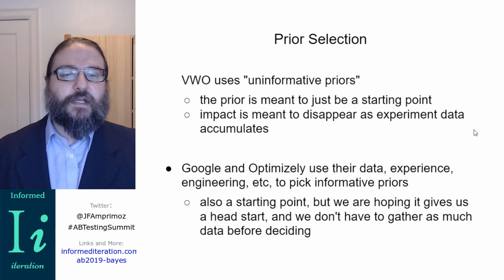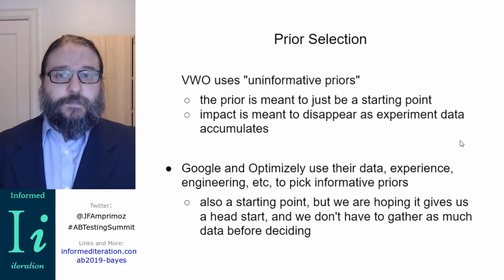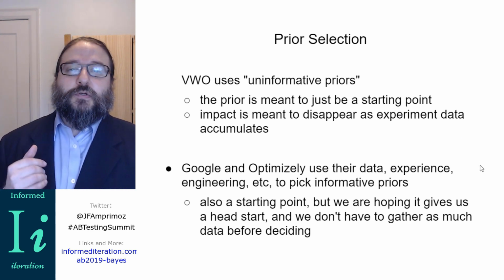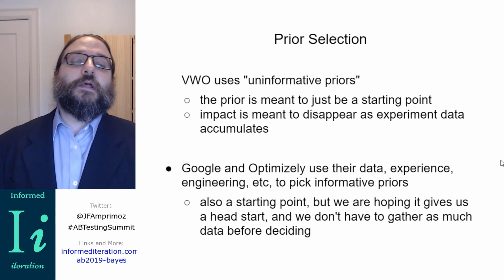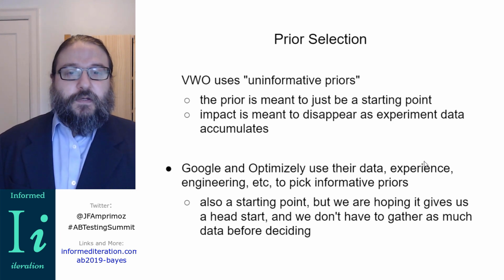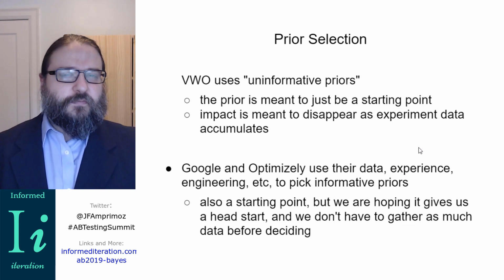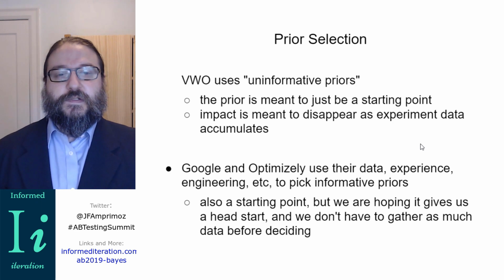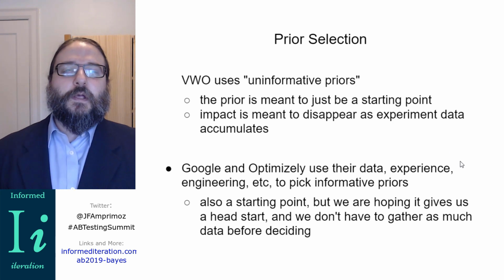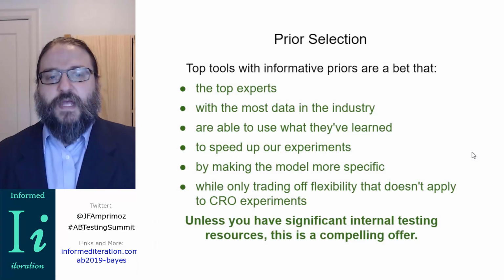And as we accumulate data, the impact of that is going to disappear. Google and Optimizely use data from experience to create an informative prior. Now, again, you can think of that as a starting point, but instead of trying to be neutral and just conform to whatever the experiment data ends up being, it's trying to function as a head start. So it's trying to guess a few things based on everything that Google and Optimizely know about CRO and get us a little closer to the end of the experiment by making a few assumptions off the bat.